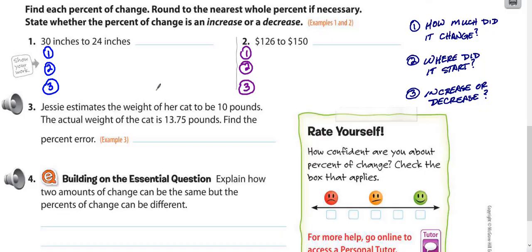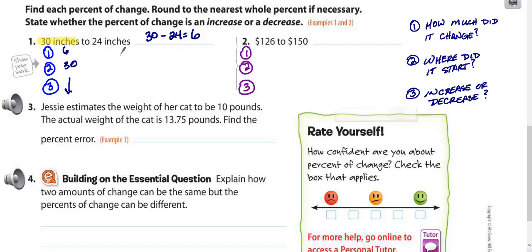Okay, problem 1. In this problem, it was 30 inches, it went to 24 inches. So 30 inches, take away 24 inches, it changed by 6. Where did it start? It started at the 30 inches. Did it go up or down? Well, it went from 30 to 24, so it went down.